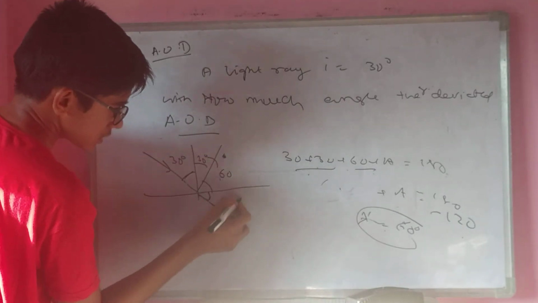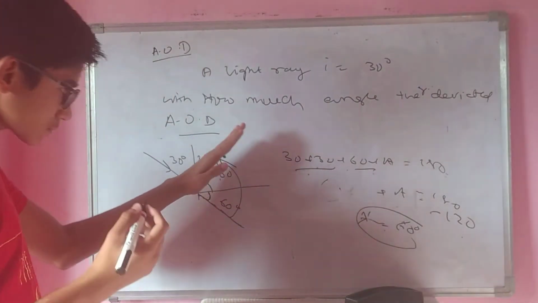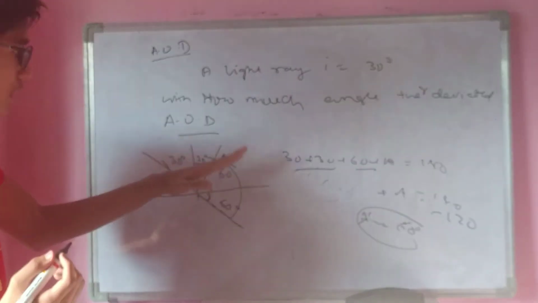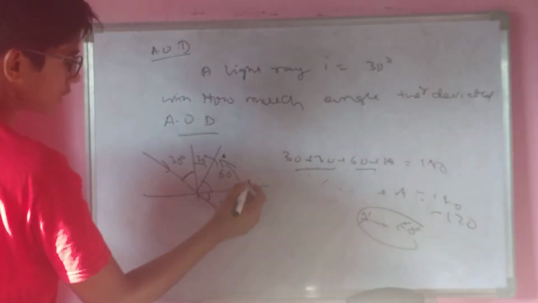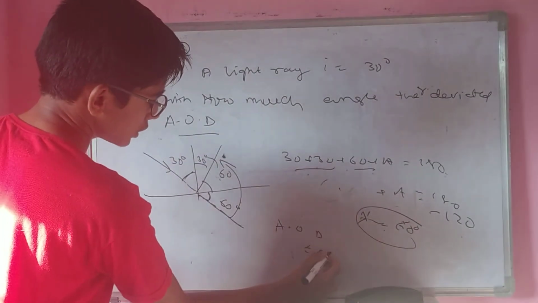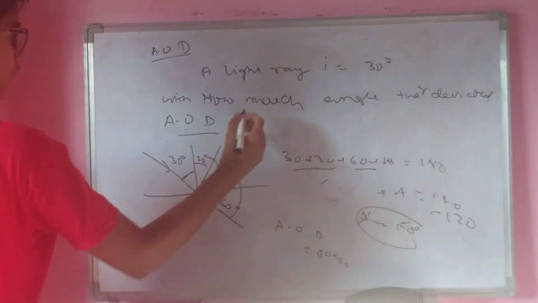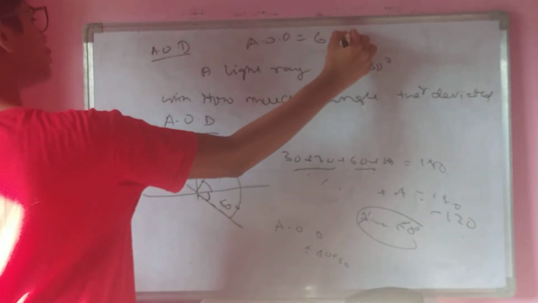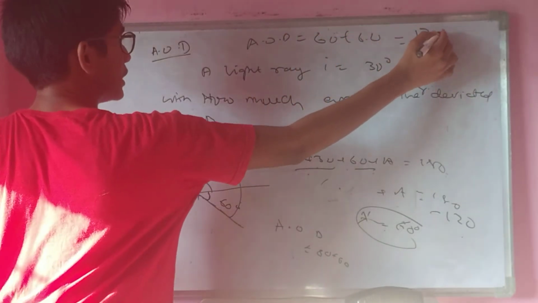This is the deviation. It is getting deviated by this much angle. Its original path is this and it is getting deviated. How much angle? 60 plus 60. Angle of deviation equals 60 plus 60. I am writing here: angle of deviation equals 60 plus 60 equals 120 degrees.